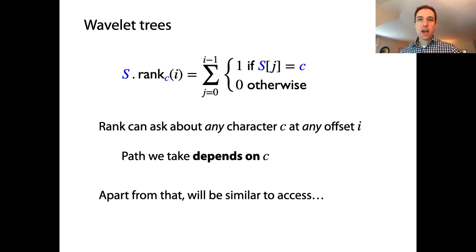That'll be what we're doing in the process of answering this rank query. In order to do that, we need to know which direction to go at each level of the tree. When we did the access query, the direction to go depended on the result of that bit vector access query. Here, it depends on what the character is, and specifically on what the code for that character is. The code for that character is a bit string that tells us how to go left and right through the tree. So that'll be a little different from access, but apart from that, it's kind of similar.